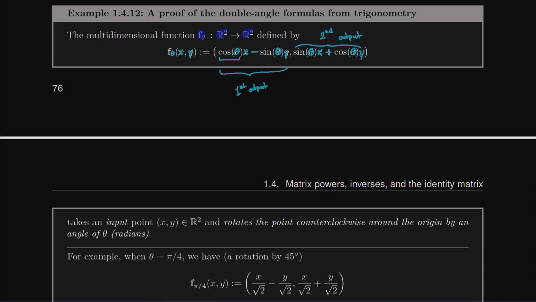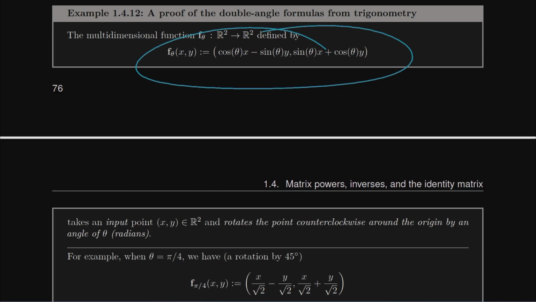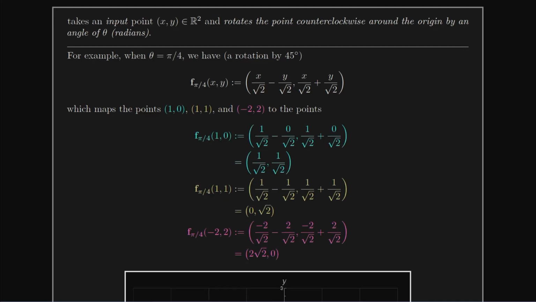Now this might seem like a somewhat strange function to actually introduce. What does this function do? It's defined to rotate a point, the input point. It's going to rotate it counterclockwise around the origin by an angle of theta radians, of course. So for example, if I decide to stick theta at pi over 4, we're calling it pi over 4 is equivalent to a rotation of 45 degrees, we can write out explicitly what f of pi over 4 would look like.